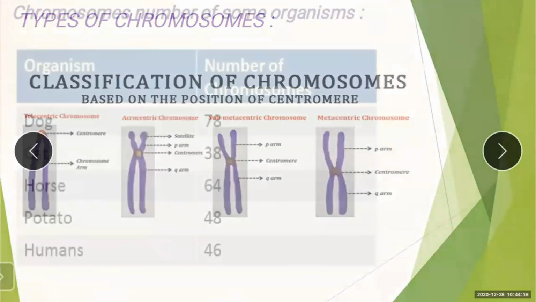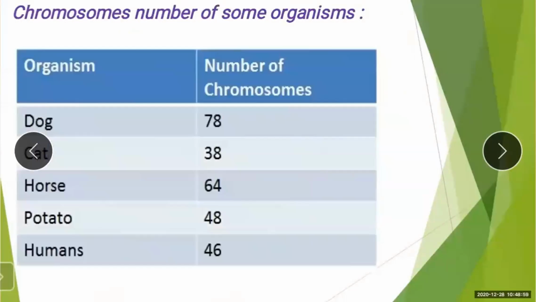You can see in the charts, which is given in the textbook also, that the chromosome number of some organisms has been given in the following table. See, different organisms have different numbers of chromosomes. In the case of crab, how many chromosomes are there? 200. In maize, 20 chromosomes. Frog, 26 chromosomes.